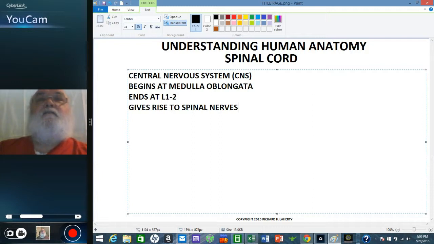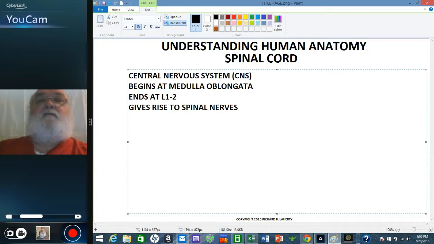And we find that they are identified by level, and the level corresponds to the region of the spinal column. So we have cervical spinal nerves, thoracic spinal nerves, lumbar spinal nerves, sacral spinal nerves. There actually is one more spinal nerve than there are vertebrae.